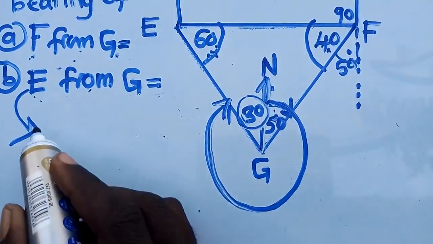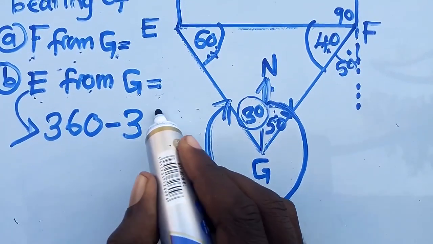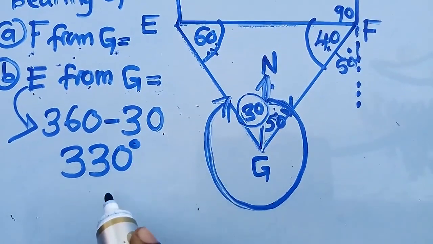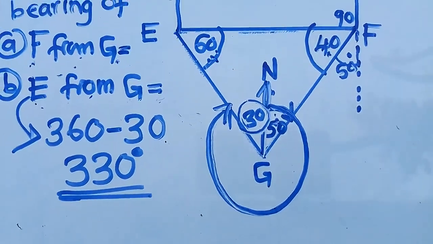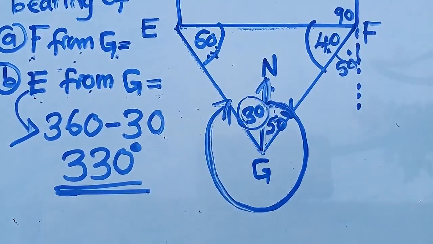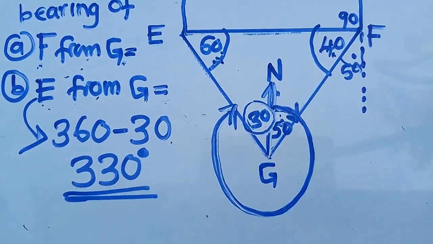So what I'm going to do is 360 minus the 30 that is there. Then I'm going to get 330 degrees. So this will be your answer. This is what you need to do. These are procedures that you need to put into consideration. Have you seen? Just as simple as this, then you're able to find your answers.